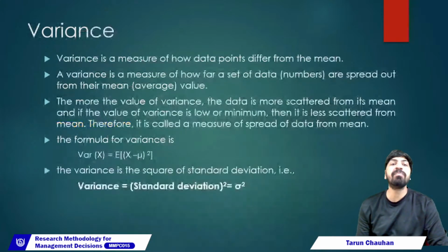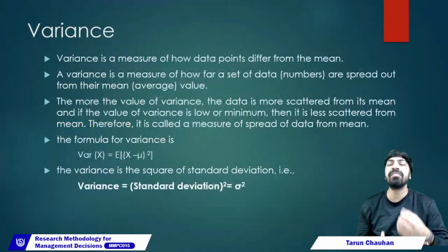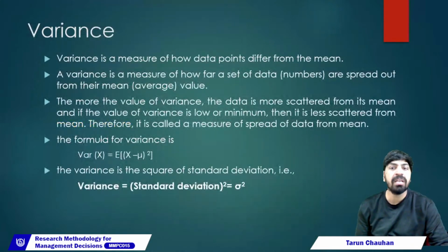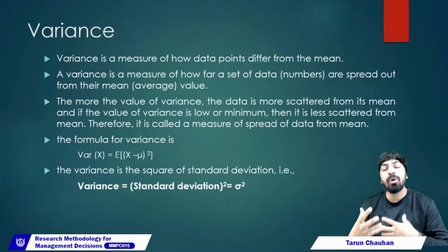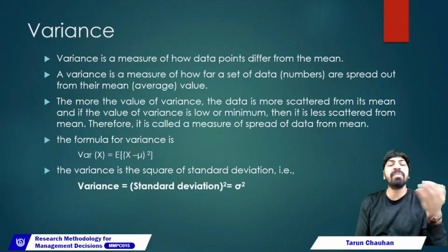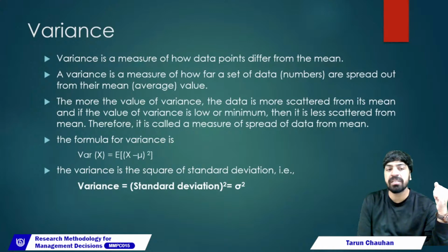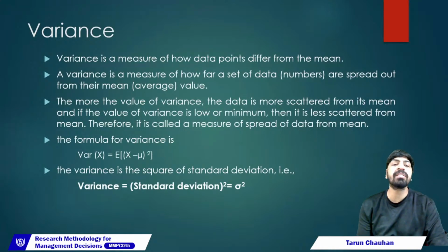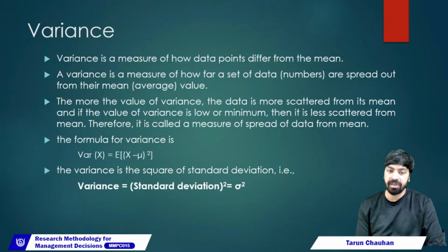Variance. So variance is a measure of how data differs from the value of the mean, and variance is also a measurement tool of how far a set of data is spread out from its mean value. So it can be calculated using the mean or median. The variance formula is the sum of the squares of x minus the population mean, and that is called the variance.